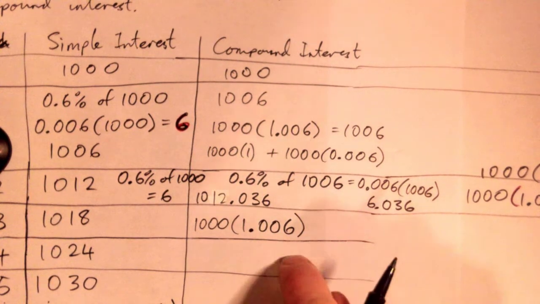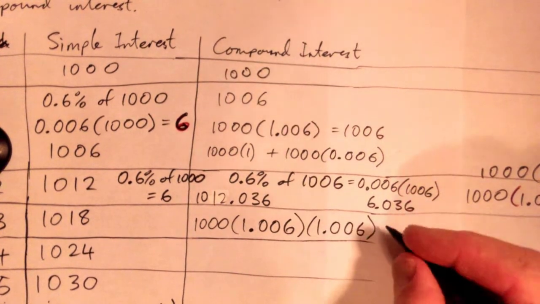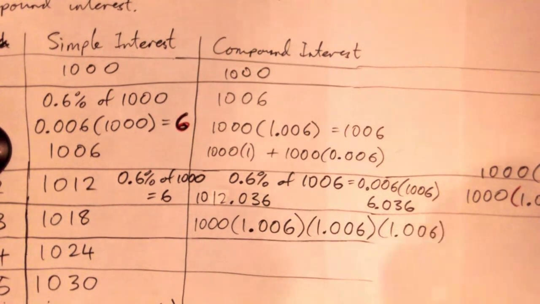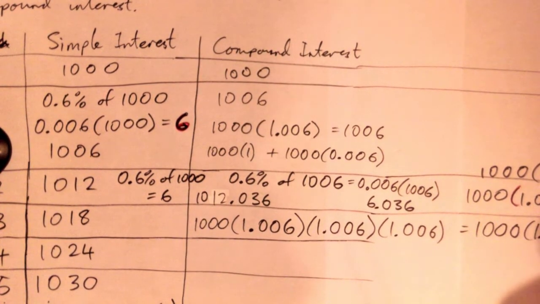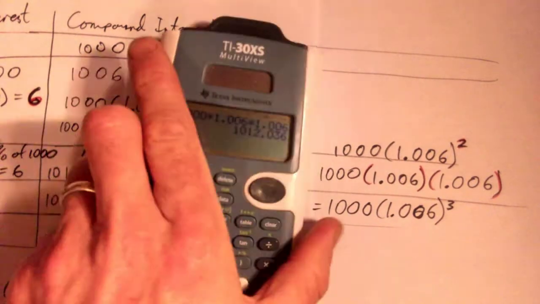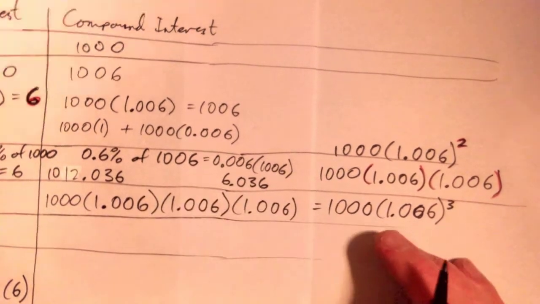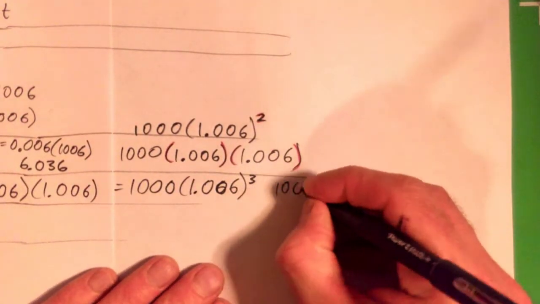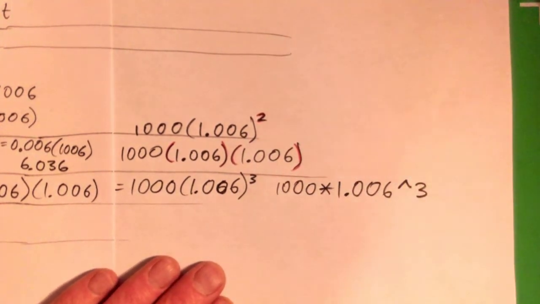Yeah. But so that's the first year. And if I multiply it by this, I get the second year, don't I? And if I multiply it by that again, I get the third year, right? So we have 1,000 times 1.006 to the power of 3, right? And so on and so forth, and whatever that is. And in the calculator, it just looks like this. It's just like 1,000 times 1.006 to the power of 3, right?